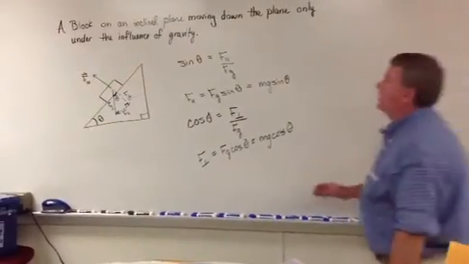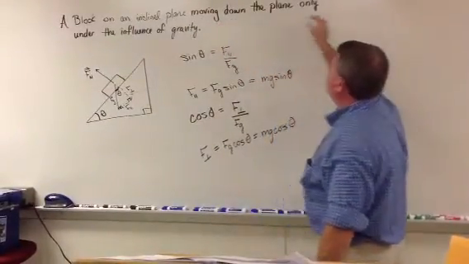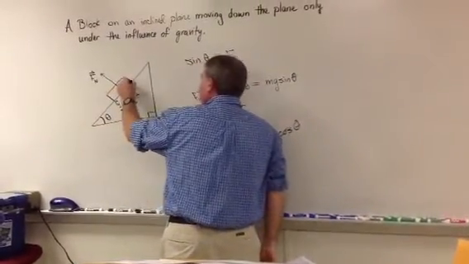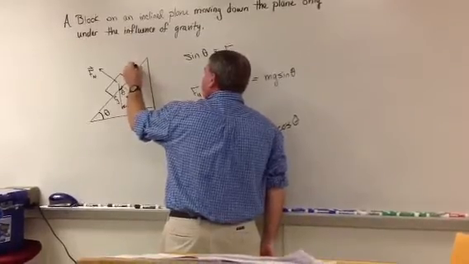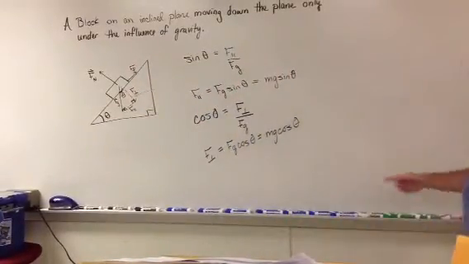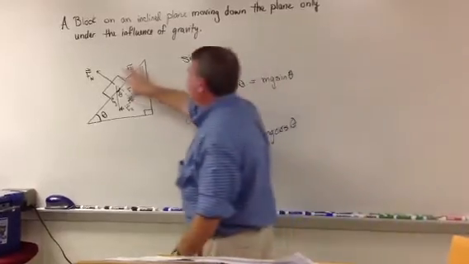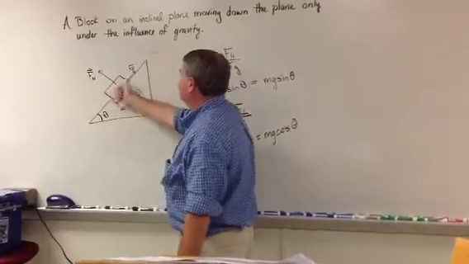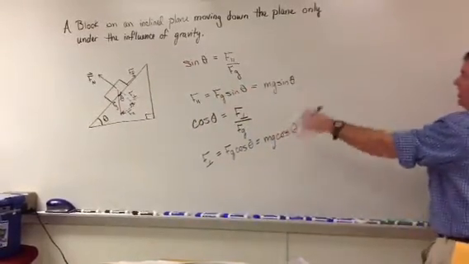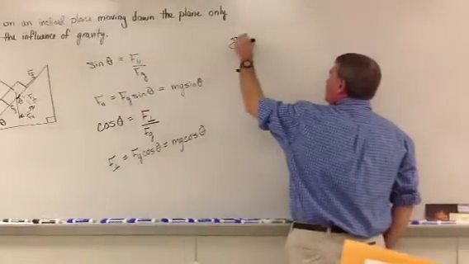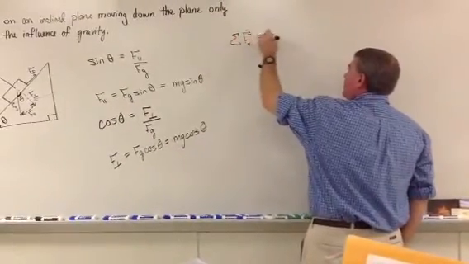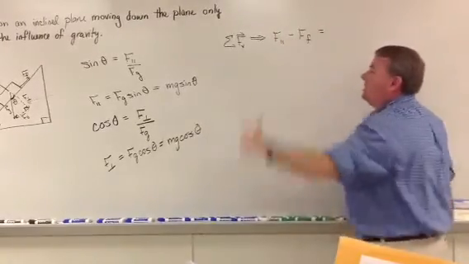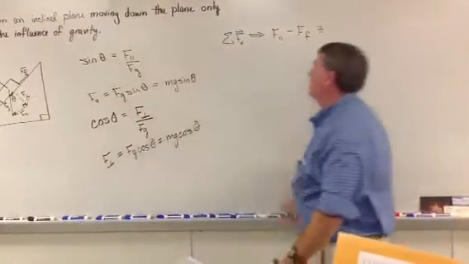All right, now, the block on the inclined plane moves down the plane only under the influence of gravity. So it's moving down the inclined plane. There has to be a frictional force here. We're not neglecting friction in this problem. There is no applied force. F parallel is acting downward. Force of friction is acting upward. So we're going to call that the x direction. The sum of the forces in the x direction are going to be equal to F parallel minus force of friction. Those are the only two forces along that axis.